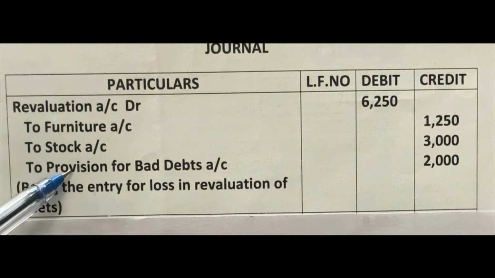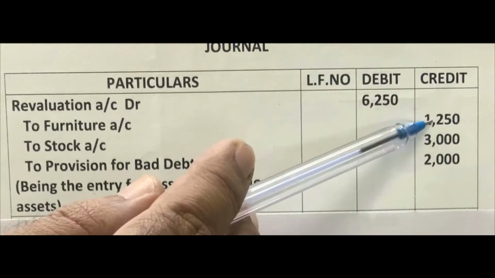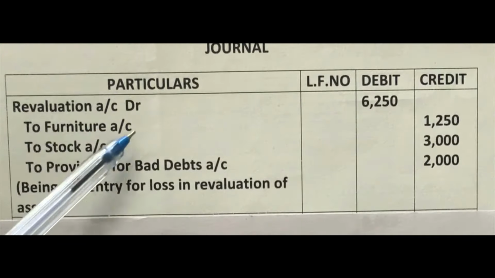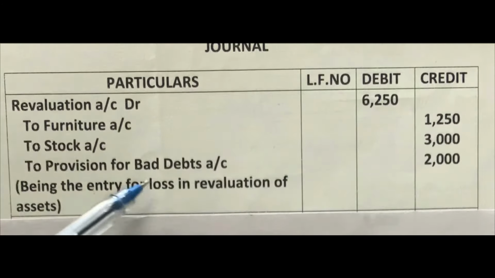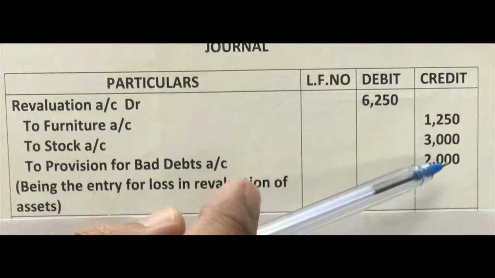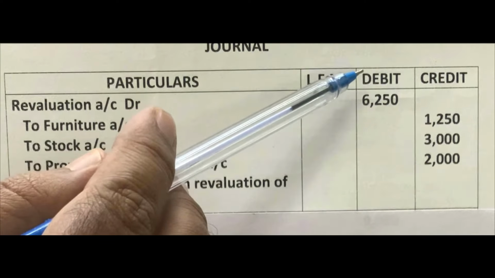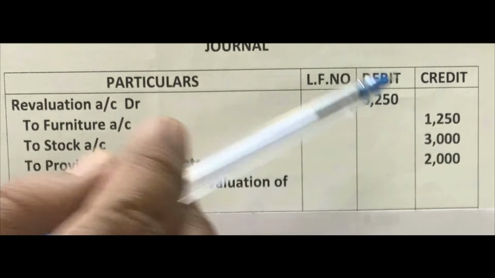As three accounts are credited, first credit amount column we have to fill. From where will you get these amounts? Revaluation account debit side. Furniture 1250, stock 3000 rupees, provision for bad debts 2000 rupees. For revaluation account, in debit amount column, add these three amounts and write down the total 6250.